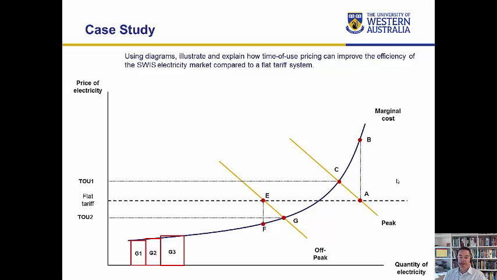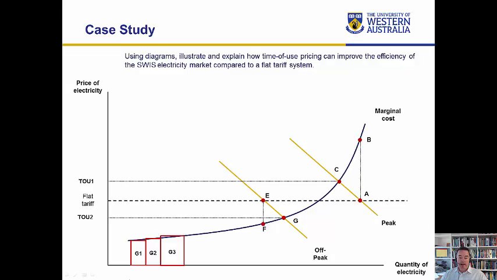We can improve the efficiency of the market by allowing the market to move to equilibrium at C during peak times and at G during off-peak times. One of the problems with this, of course, is getting everyone hooked up with a smart meter to the system. That's quite costly, but once that actually occurs, the market can produce a better outcome.